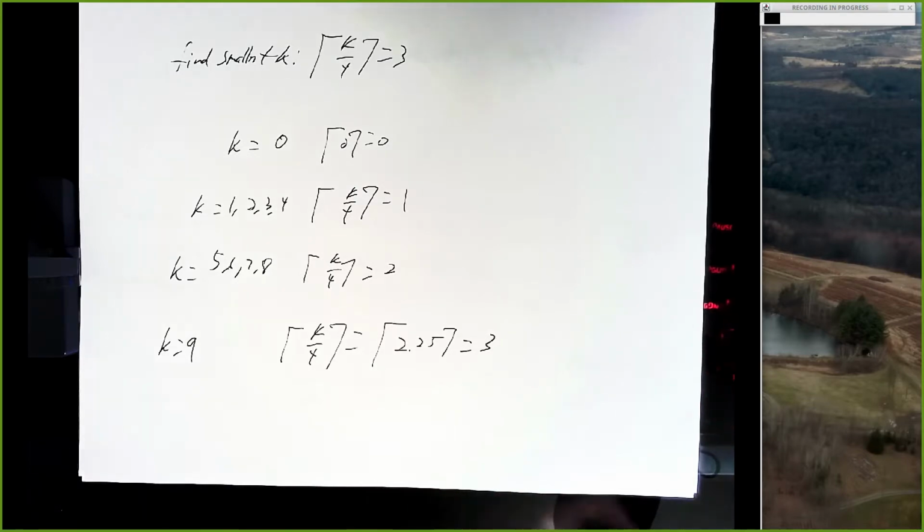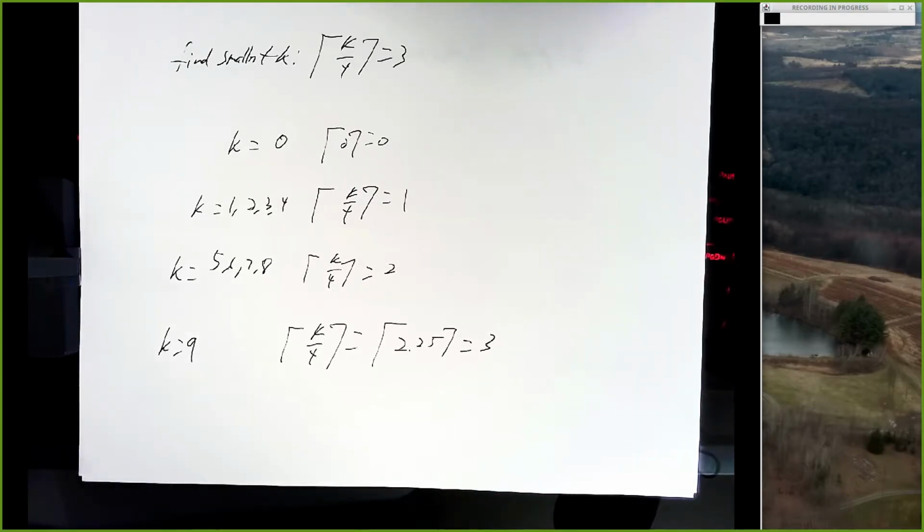All right, so questions about that? The third row, is that 5, 6, 7, 8? Mm-hmm. k equals 5, 6, 7, 8. Yeah. And this is just exploring what this ceiling function does.